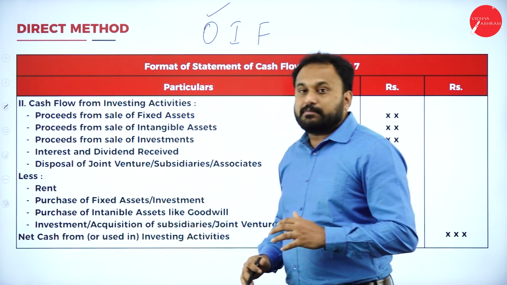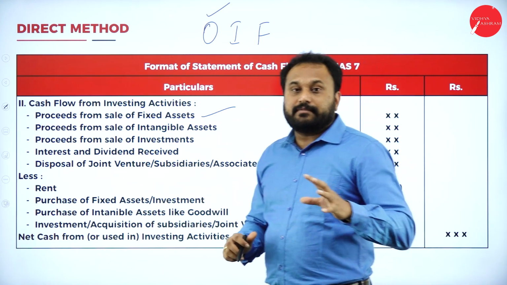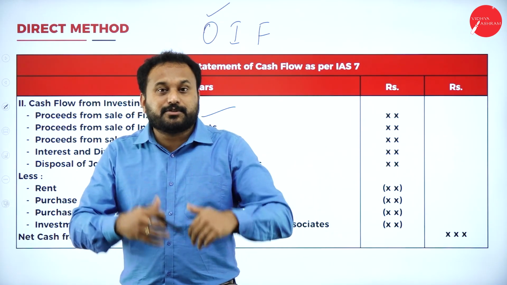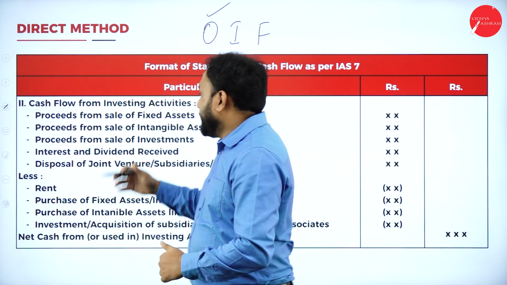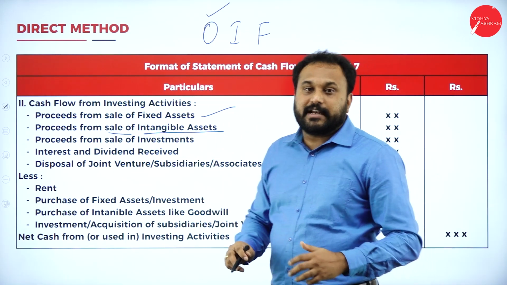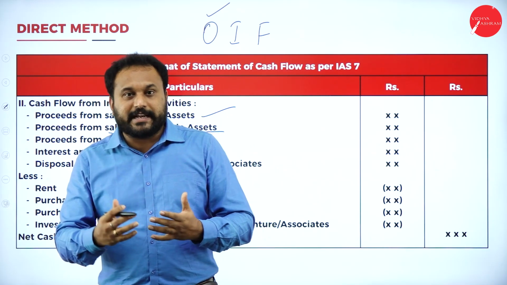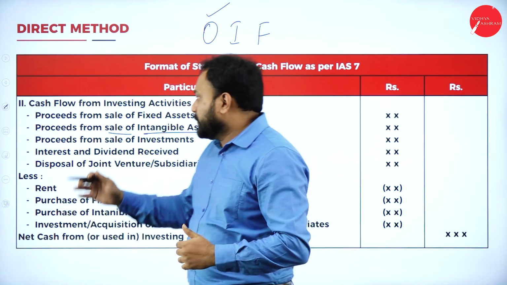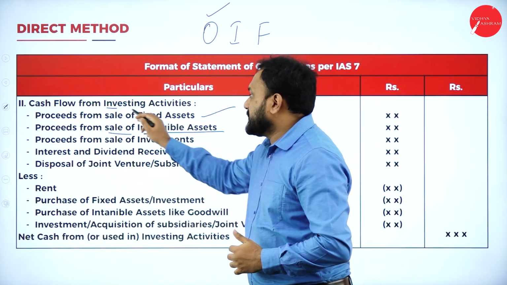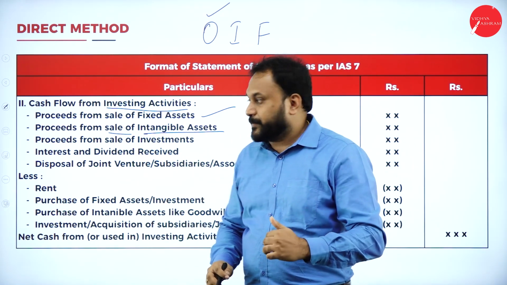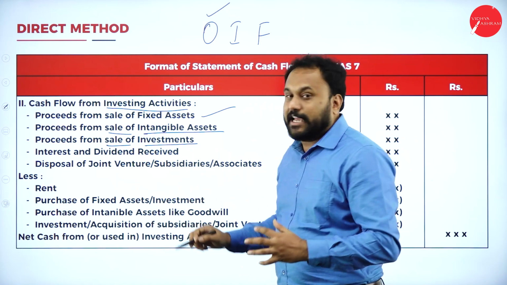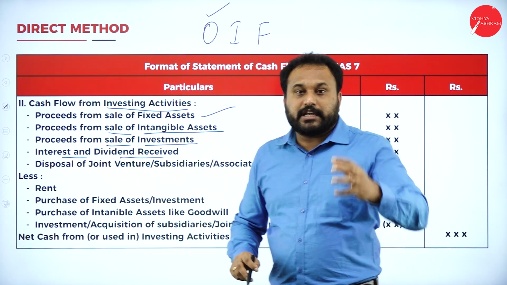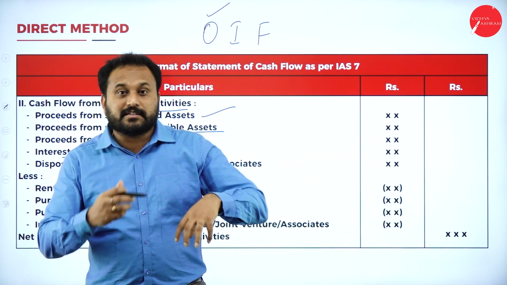So here, proceeds from sale of fixed assets. Now you have sold the fixed asset. That means cash will come to you, so you always need to add it. Next, proceeds from sale of intangible assets. Intangible assets like your goodwill, your copyrights, all intangible assets. You sell them and get money out of it, so you add that. That is investing activity. You are investing and you are getting the money. Next is proceeds from sale of investment. Again, you are getting the money from it. Interest and dividend received. Whatever comes to your pocket is investing money.